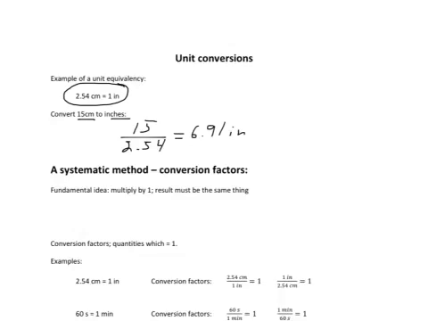It's a pretty straightforward problem, but how do I know that that's the solution? In this case it might be obvious to you, but how do I know it's not 15 times 2.54 or some other kind of calculation? If I use this systematic method called using unit conversion factors, I will not make a mistake like that.